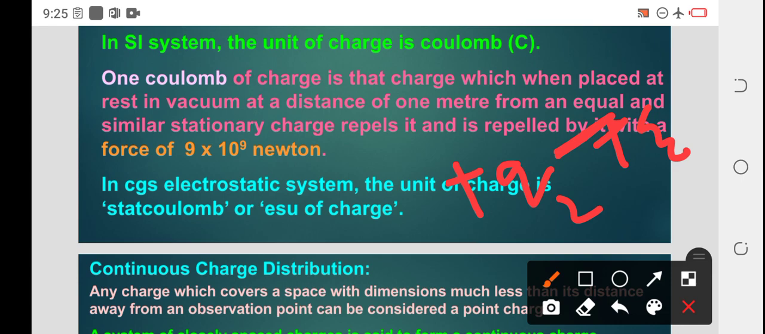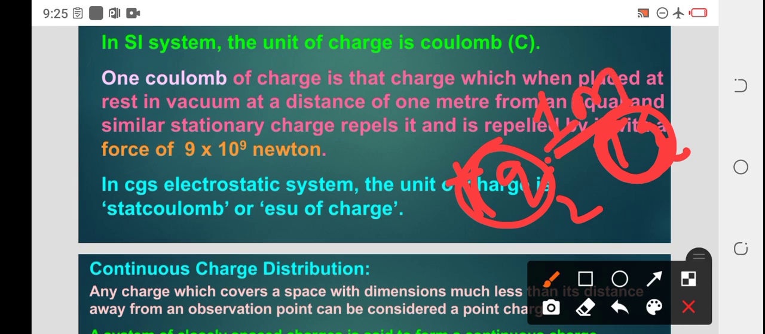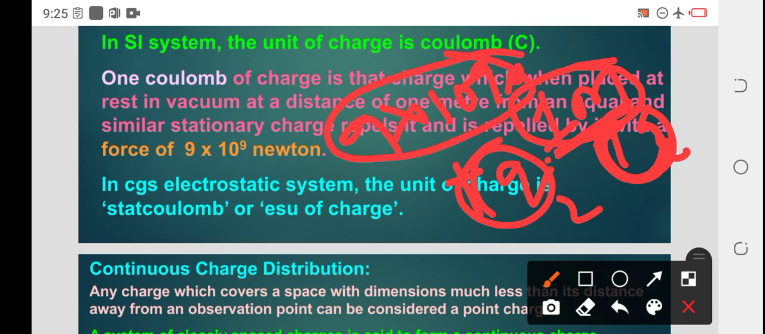And based on these two charges, this body must be repelled a certain distance. What is the certain distance? It must be repelled with a 1 meter distance. So whenever it is moving with a 1 meter distance, a certain force has to be applied, and that certain force is 9 into 10 to the power of 9. So if the force is 9 into 10 to the power of 9 and the displacement is 1 meter, then this will be called 1 coulomb.